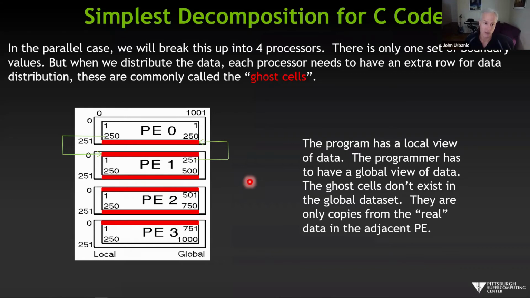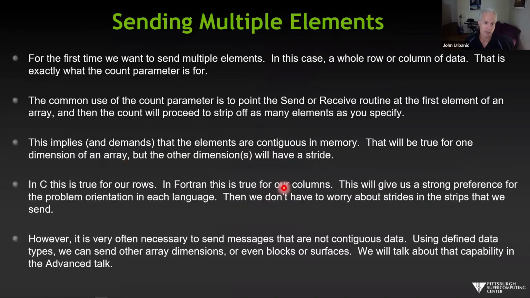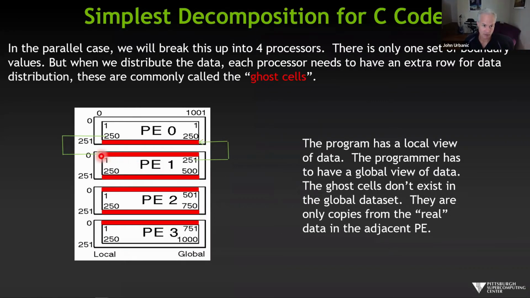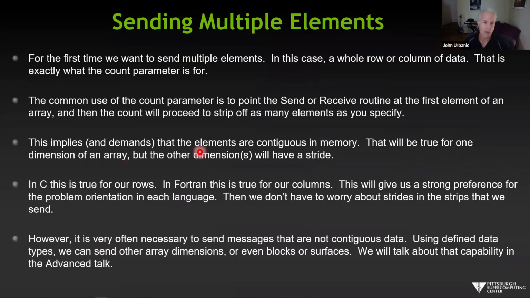Now the question might arise of, okay, so far we've been sending one number, one floating point number or one integer, so how do we send a whole strip of data? Well, the nice thing about this decomposition is it's very easy in MPI. All we need to do is point it to the beginning of the row and then use our count argument to tell it how many to send. And so that's exactly what's going to happen. We're going to just point it at the beginning here of this grid point and say send 1,000 of these, and it's going to send the whole row.